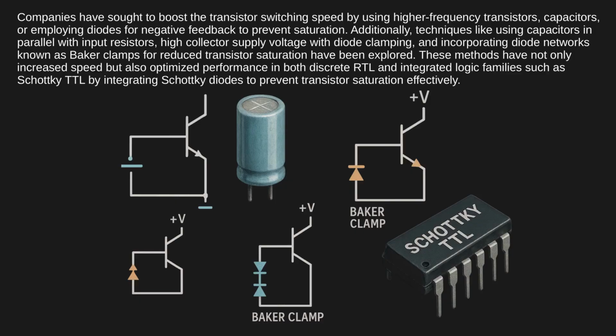Companies have sought to boost the transistor switching speed by using higher frequency transistors, capacitors, or employing diodes for negative feedback to prevent saturation. Additionally, techniques like using capacitors in parallel with input resistors, high collector supply voltage with diode clamping, and incorporating diode networks known as Baker clamps for reduced transistor saturation have been explored.